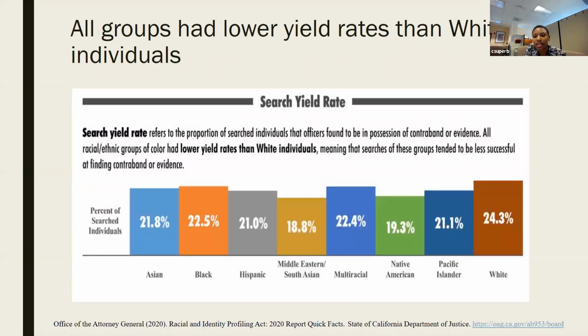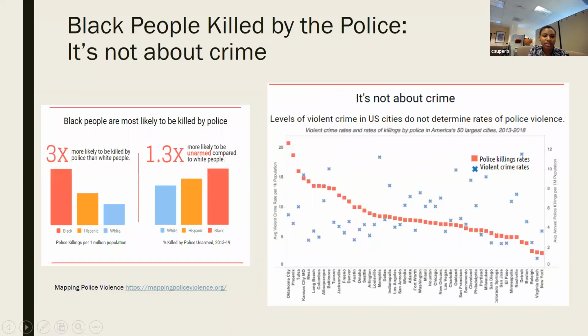But what we really find is that when we look at the search yield rate for everybody, all ethnic groups are lower than white individuals. This is just another example of institutional racism, where the policies and practices of this organization are resulting in inequitable outcomes for Black people. And this goes back to the conversation that it's really not about crime, because if it was about crime, then the yield rates for Black people would be substantially higher based on the number of times that they've been pulled over and searched.